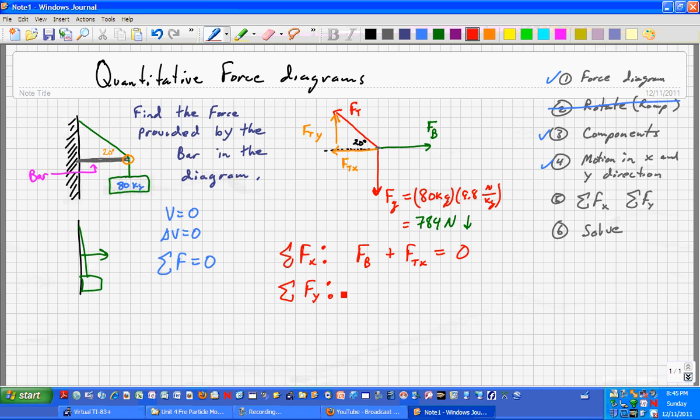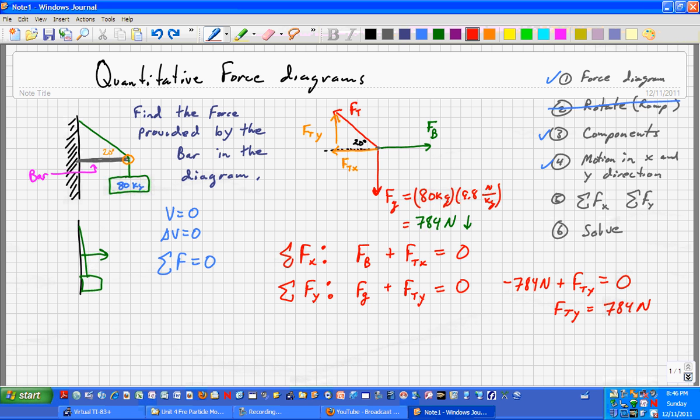The sum of the forces in the y direction are going to be the force of weight plus the force of tension in the y direction, which is going to be equal to 0. I know the force of weight is going to be a negative 784 because it's pointed downwards. So I've got negative 784 newtons plus the force of tension in the y direction equals 0. So the force of tension in the y direction is going to be equal to 784 newtons in the upward direction, or positive 784.